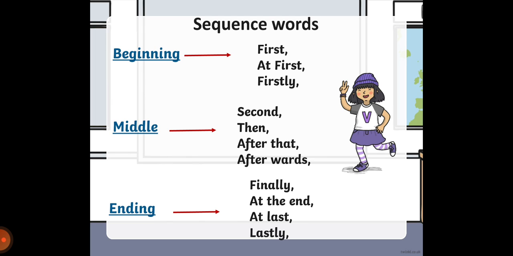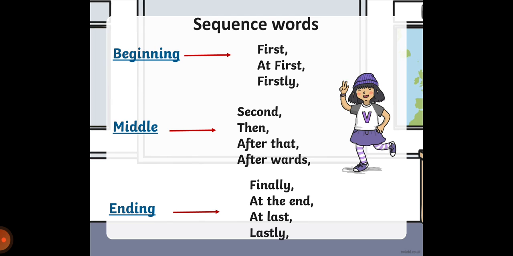Ending. The ending is the last step. I have here 4 sequence words. That doesn't mean we need to use all of them. We can only use one of them. But if I forget one of them, I can use any other one I have in my mind. They all have the same meaning. For example, finally, at the end, at last, and lastly.